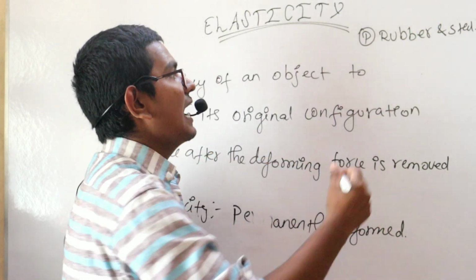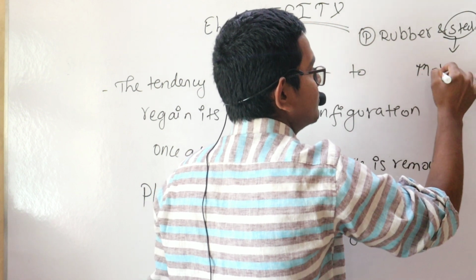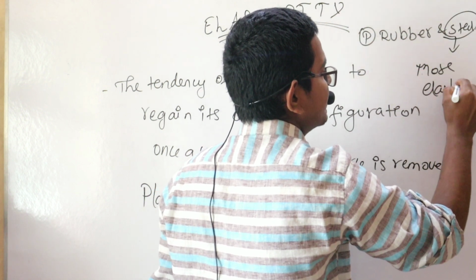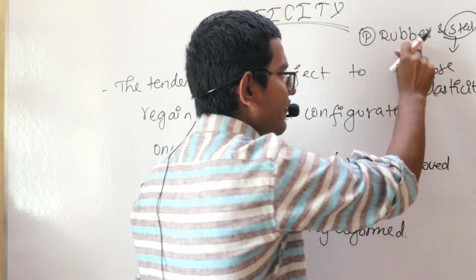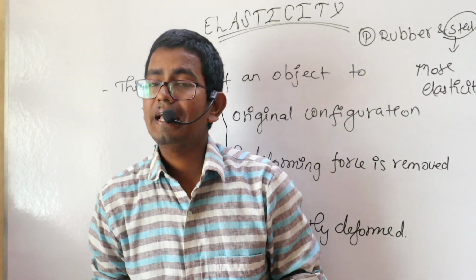The steel has more elasticity when compared to the rubber. So which is more elastic? Steel is more elastic when compared to the rubber, and hence it has been proved by a simple experiment.